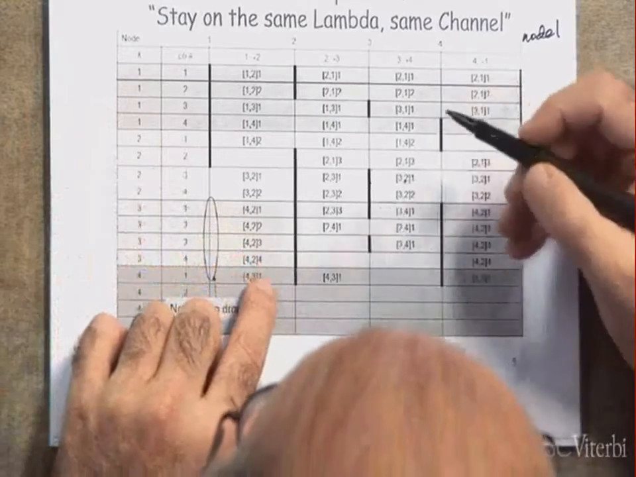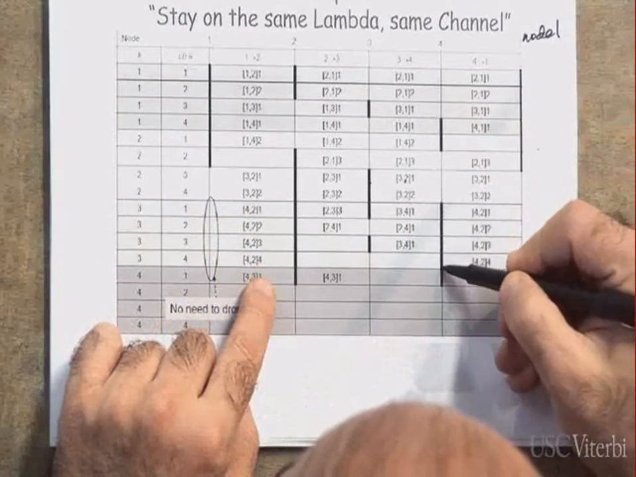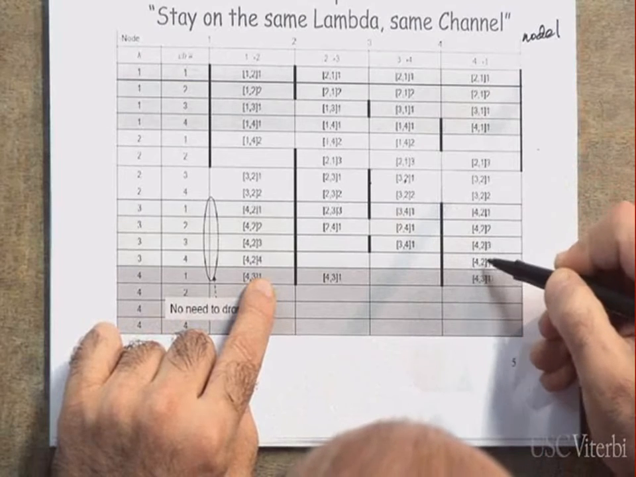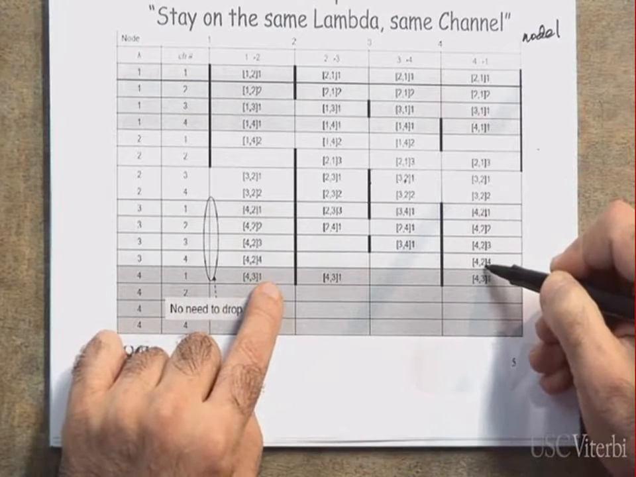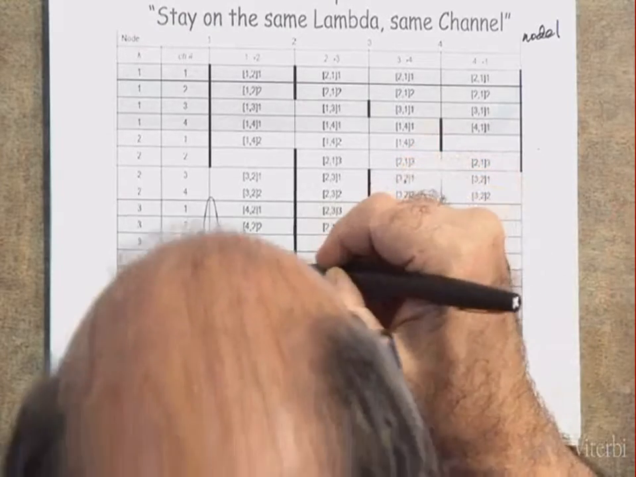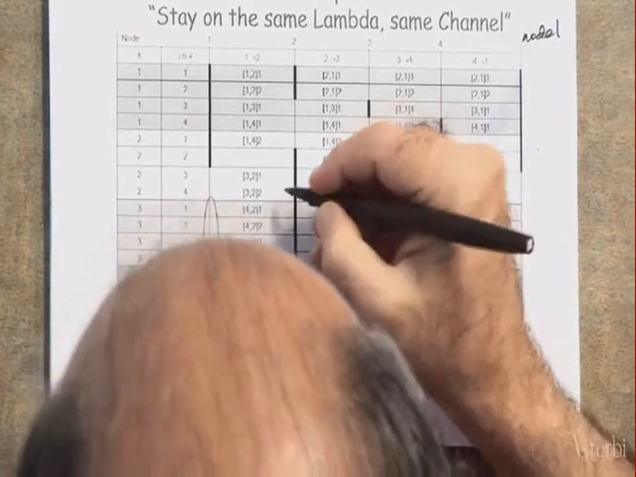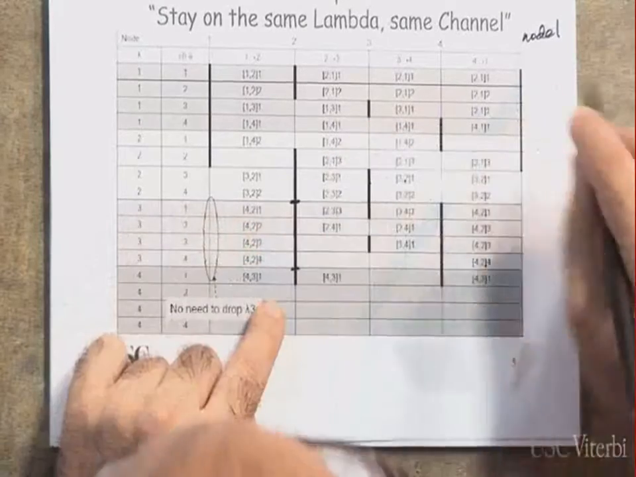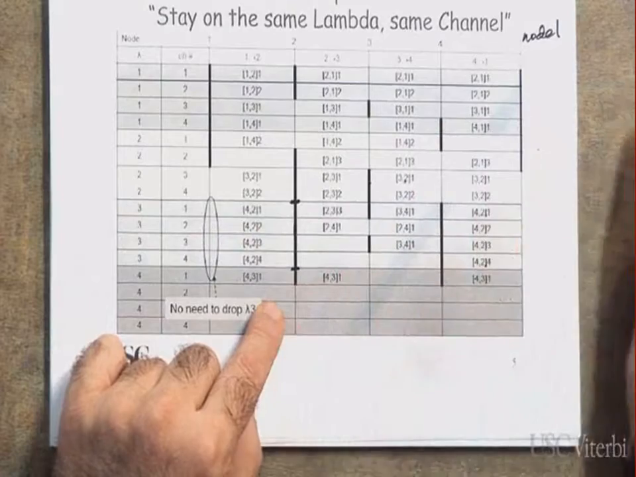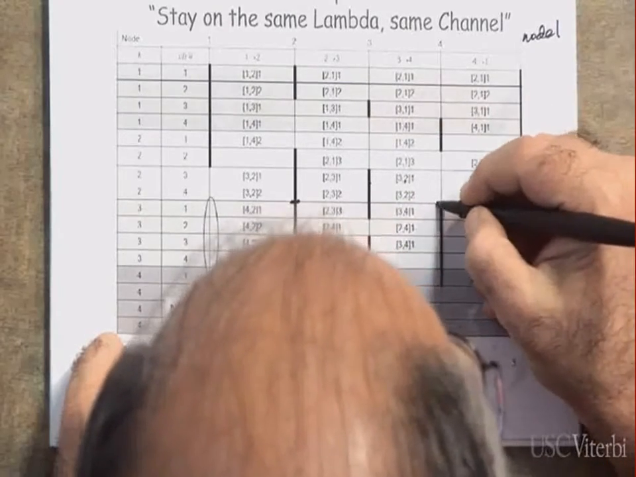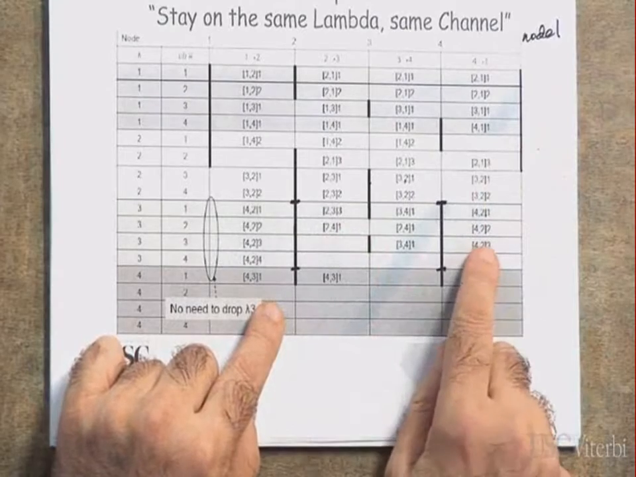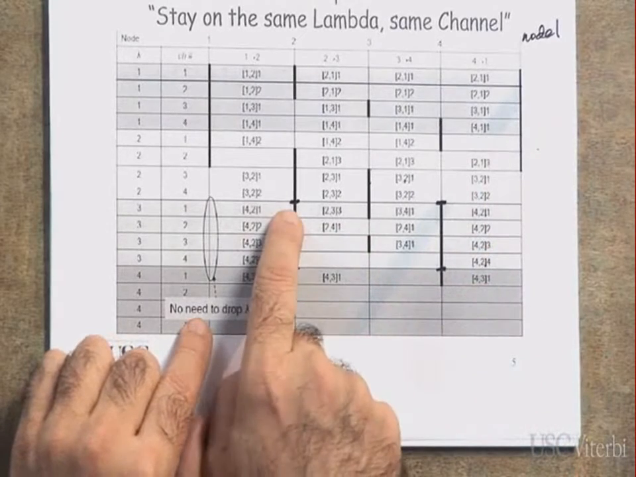Where are they originating? They are originating here, which is what? 4 to 2, 4 to 2, 4 to 2, 4 to 2. And where are they terminating? They are terminating in here. Did you get my point or not? One more time. Where are they originating? They are originating here. Clear? And where are they terminating? They are terminating in here.